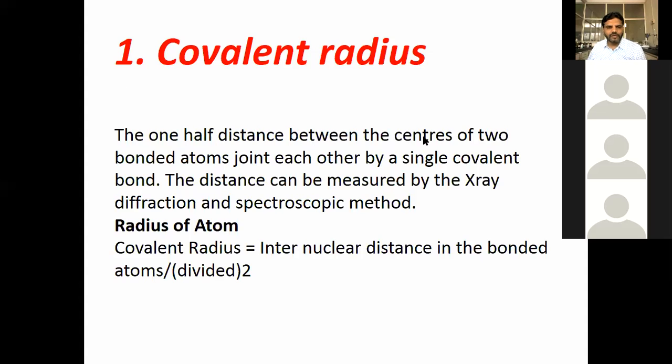So half the distance between the centers of atoms which are bonded to each other by means of a covalent bond. The distance can be measured by means of which techniques? X-ray diffraction and spectroscopic techniques. So what is the radius of an atom? The internuclear distance in the bonded atoms. Internuclear distance between the two bonded atoms. अब जो भी डिस्टेंस है दो एटम के न्यूक्लियस से अगर काउंट किए उसका हाफ जो डिस्टेंस रहेगा that is covalent radius. This can be understood by taking this example.